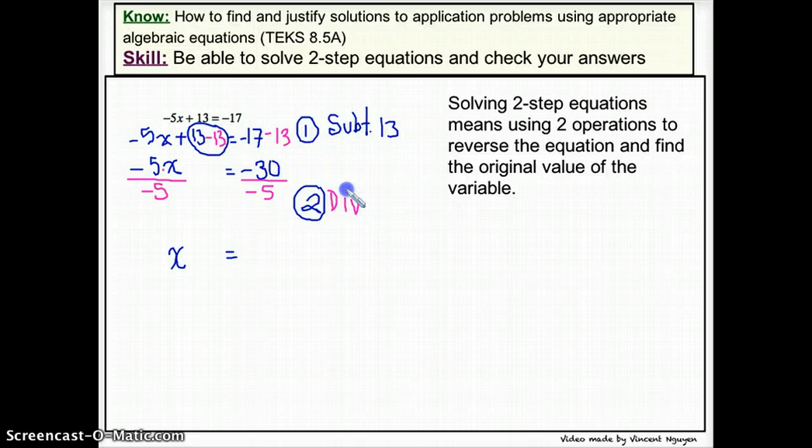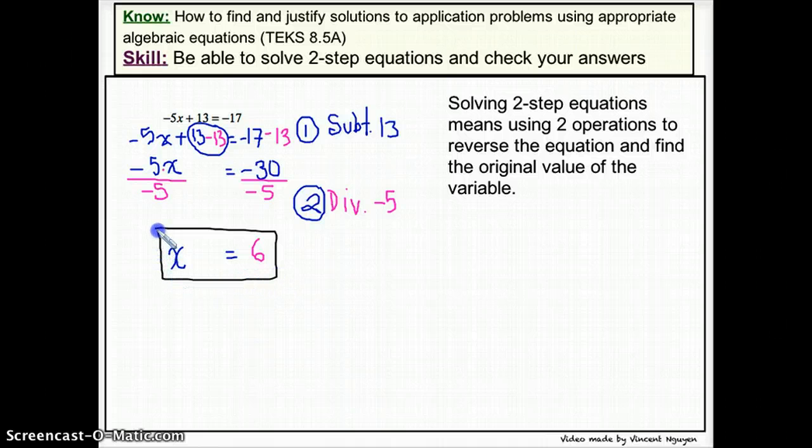Okay, can you see what I would end up with after I divide by negative 5? This side is 1x, and this side, negative divided by negative, will give me a positive number, so I don't have to write it. But 30 divided by 5 would give me 6. So I would end up with x equal to 6, and this is my final solution.